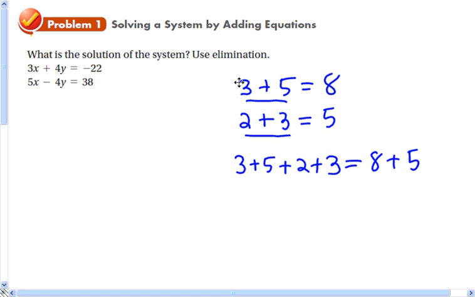Now that would also work for subtraction. Let's say I wanted to subtract these equations, so I'll just change this sign to a minus. I'm subtracting 2 plus 3. Well, that is equal to 8 minus 5. It's still true. And we can see that 8 minus 5 is equal to 8 minus 5. So if I add two equations together and add the results of those two equations together, they're still equal.